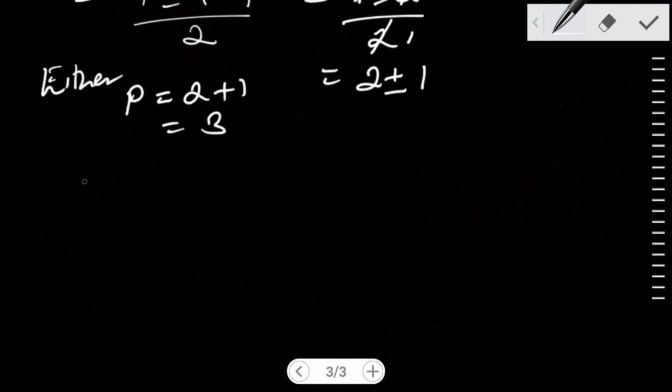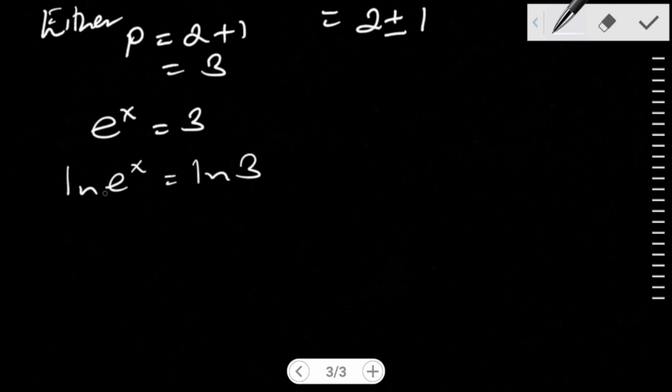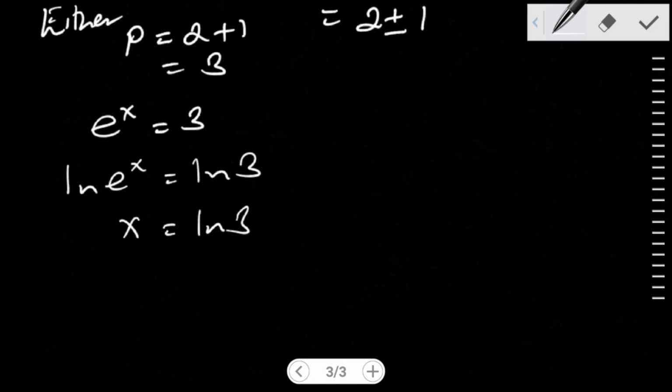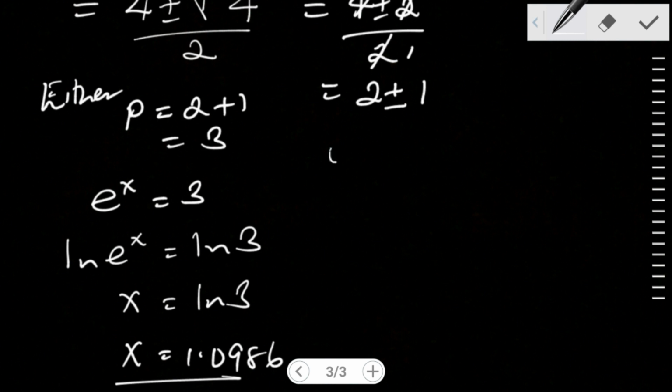Having known so, then e to the power x would be equal to 3. Then let's introduce ln on both sides. So ln of e to the power x equals ln of 3, of which this would remain x equals ln of 3, of which you can convert this to decimals. x would be equal to 1.0986 in this case.